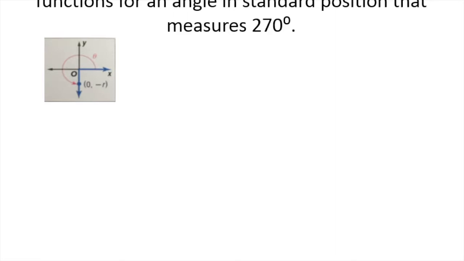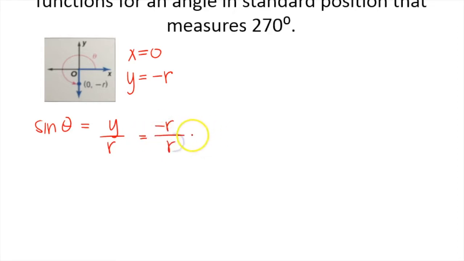So in this second example here, we're going to be finding the values of those 6 trig functions that we just looked at, but for an angle that measures 270 degrees. We know down here at 270 that x is equal to 0, and y is equal to negative r. So if we have the sine of theta, which is equal to y over r, then we have negative r over r, which reduces to negative 1.